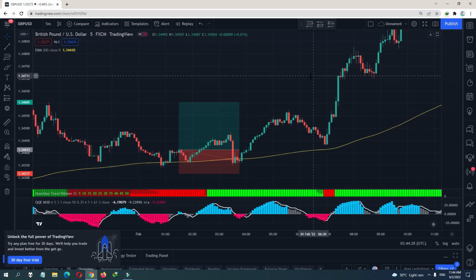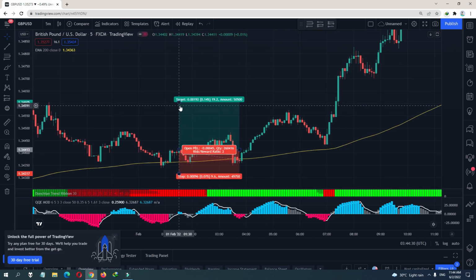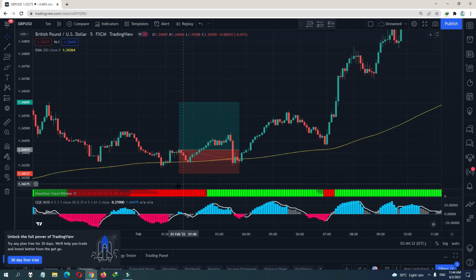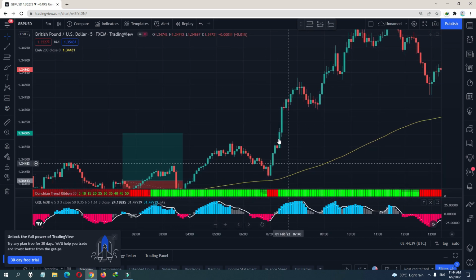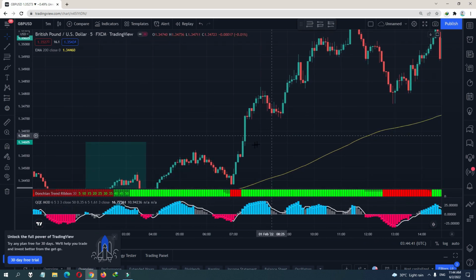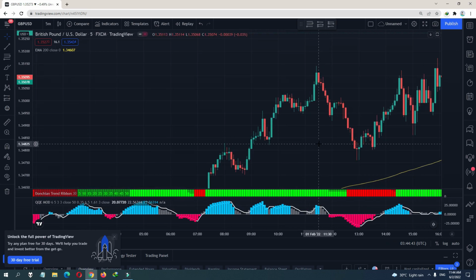Okay. So now, why are we taking this when the Donchian is red, and why we don't take it when it's green? It's because we don't want to be late. Okay, so this indicator is already very laggy, so we don't want to enter at the top. Okay, we don't want to enter here.